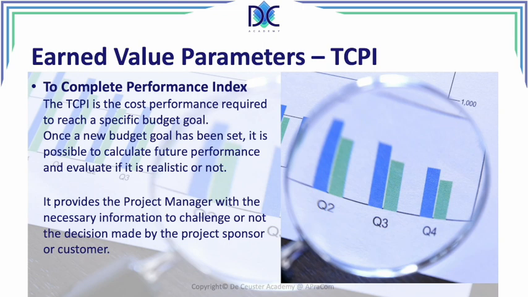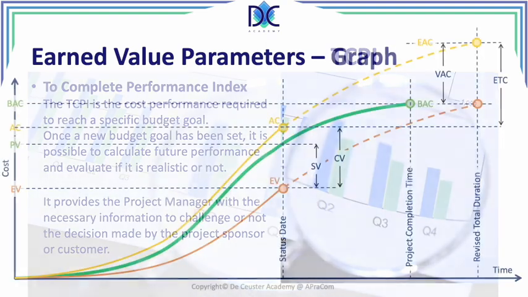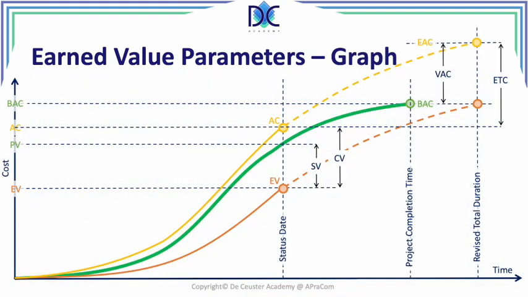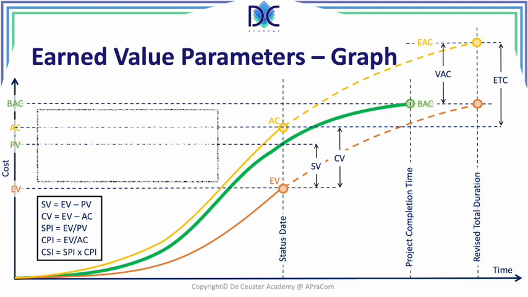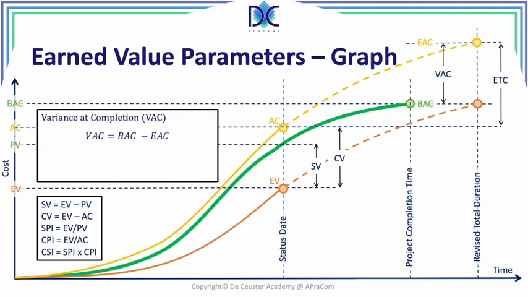We also have the different earned value parameters that we find. We have here the schedule variance, and we know there is the cost variance, the SPI, the CPI, and the CSI, but we also have the variance at completion. The VAC is equal to the budget at completion minus the estimate at completion, and we have the estimate to complete, which is equal to the estimate at completion minus the actual cost.